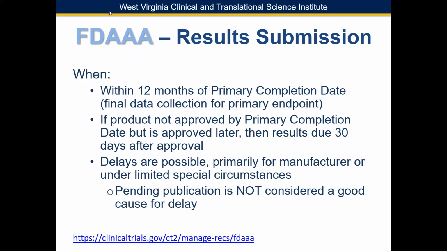Some of the acceptable delays, but they may not automatically be granted, are, and usually delays are not granted: if you are the manufacturer seeking initial approval, if you are the manufacturer seeking approval for a new use, or if you request an extension for good cause. And pending publication and delays in data analysis for unspecified causes would not be considered good cause.